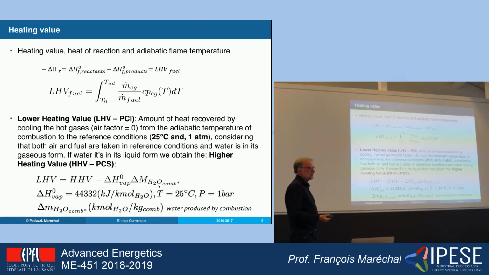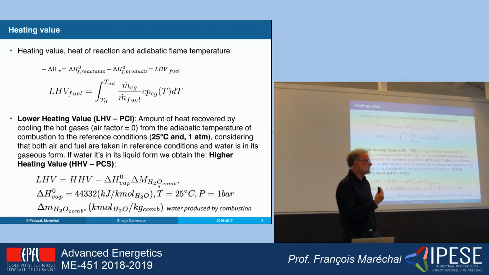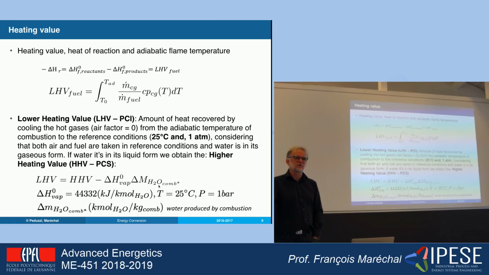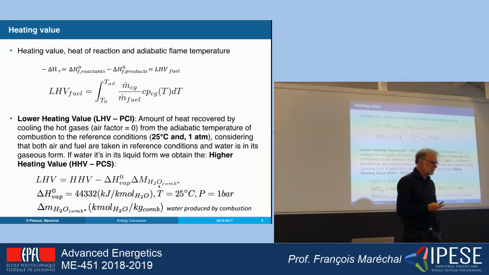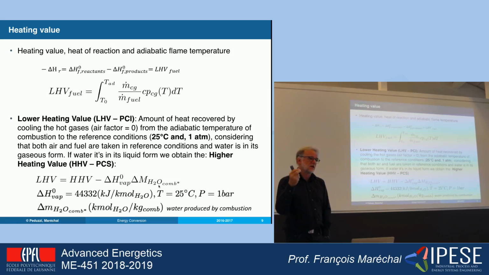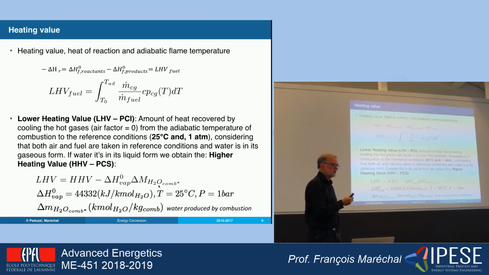The higher heating value, even if I'm cooling down the hot gases up to 25 degrees C, will not be easy to attain, because the water will still have a partial pressure and will never completely condense. The only condition is that we have to start with saturated air in humidity, which is most of the time never the case. The lower heating value is smaller than the real value that we can get out of a condensing boiler, because the condensing boiler will start to condense.